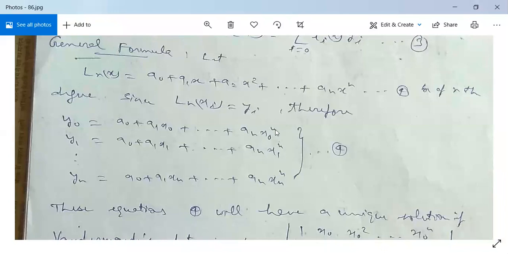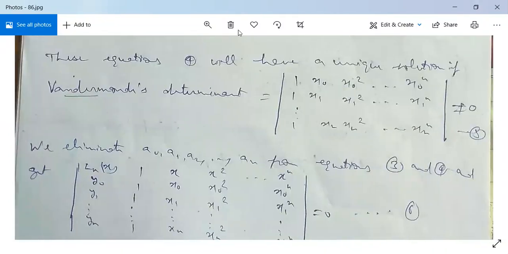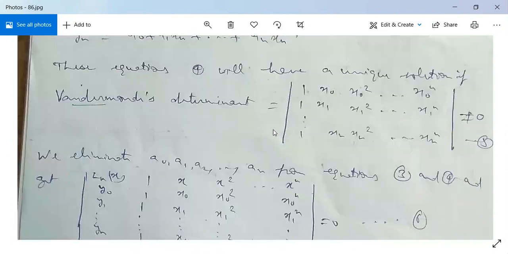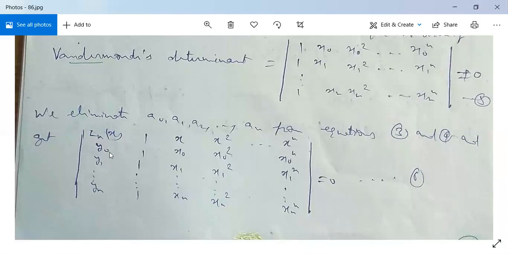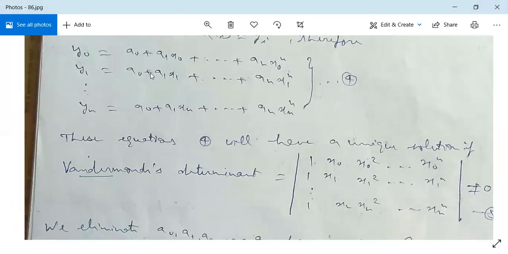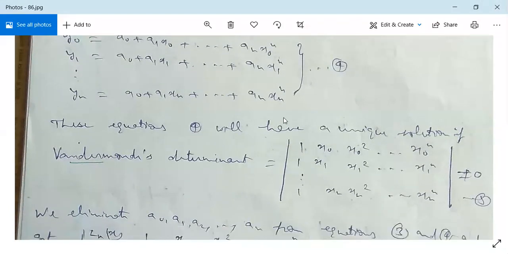These equations 4 will have a unique solution if the determinant, which we call Vandermonde's determinant, with rows 1, 1, 1; x0, x1, so on, xn; x0 square, x1 square, so on, xn square; and x0 to the power n, x1 to the power n, so on, xn to the power n, is not equal to 0. Equation 5. We eliminate a0, a1, a2, so on, an from equations 3 and 4, and get the determinant with Ln(x), y0, y1, y2, yn; 1, 1, 1, so on, 1; x, x0, x1, so on, xn; x square, x0 square, x1 square, so on, xn square; and so on, x to the power n, x0 to the power n, x1 to the power n, so on, xn to the power n, equal to 0. These are obtained by taking the coefficients of a0, a1, a2, and so on, and making a determinant.